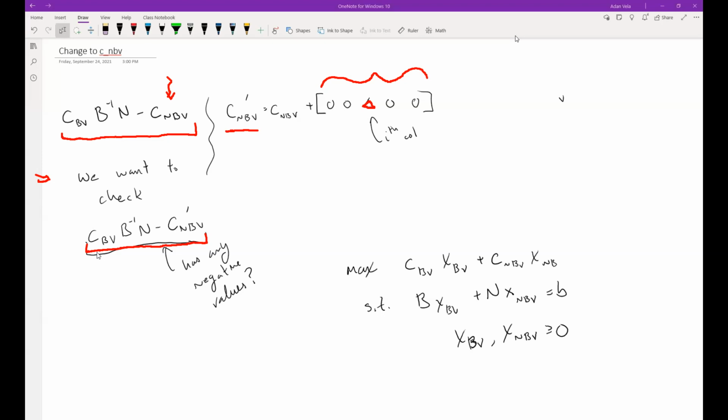And again, we're doing this all within the context of the following optimization, where we break up our decision variables into the basic variables and the non-basic variables. More or less all we have to do is check for negative values in that equation that we have listed right here.